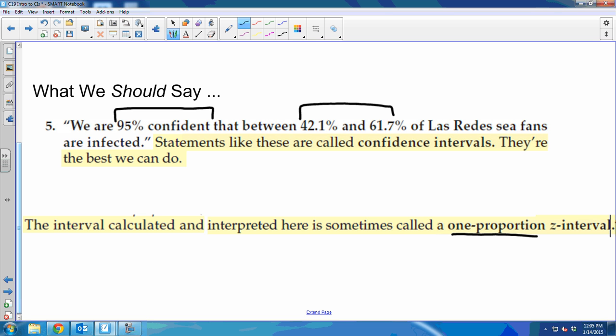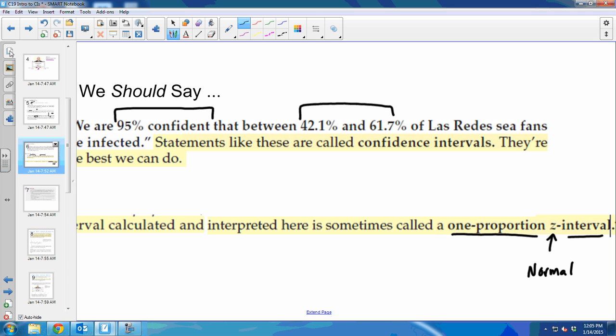It's called a Z. What does Z relate to? Z-scores, which relate to what? There's standard deviations for a normal model. So Z indicates we're using a normal model, sort of. And it's an interval. Like, that is not a fancy name. We got a one proportion Z interval. Okay? Not fancy. All right.